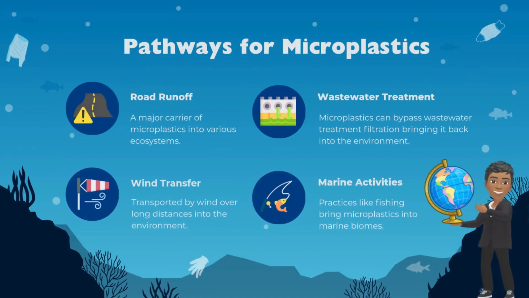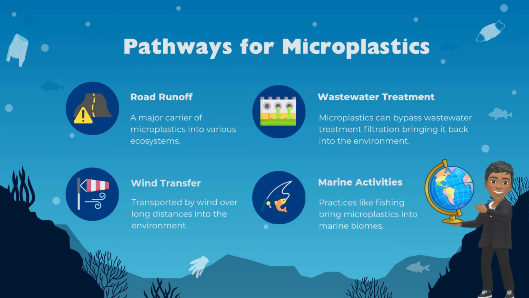The next thing that I'll be talking about are the pathways for microplastics. To start, the first one I'll be talking about is road runoff. Road runoff is the wear and tear of tires and the road itself, which is carried by rain, water, and storms into the environment. The second one is wind transfer, and as the name suggests, is the transfer of microplastics and plastics as a result of the wind carrying them around for long distances and ending up in the environment.